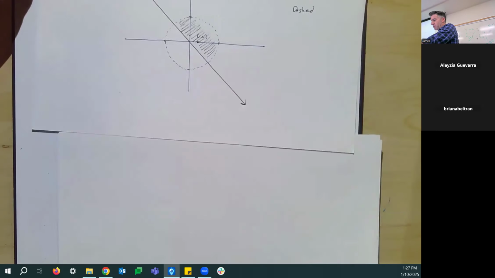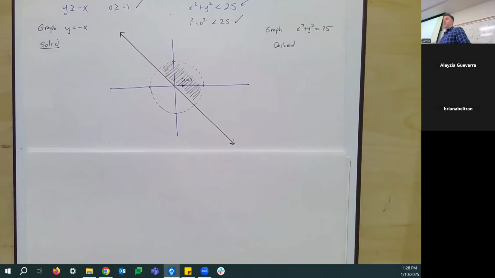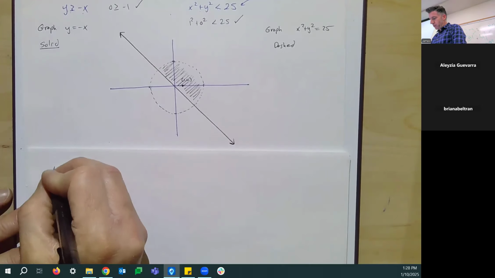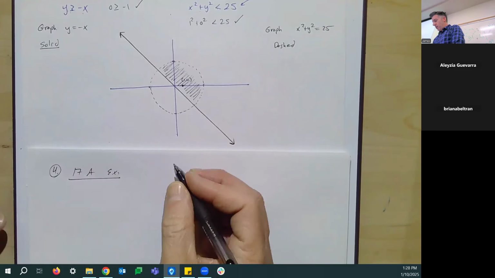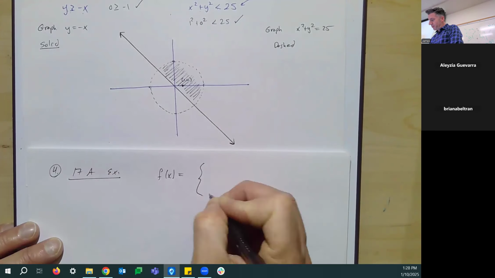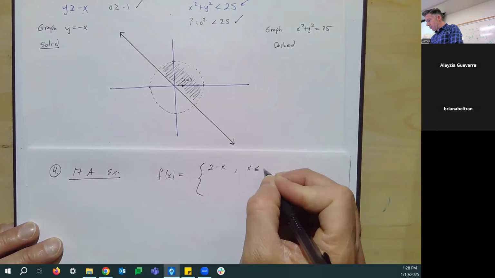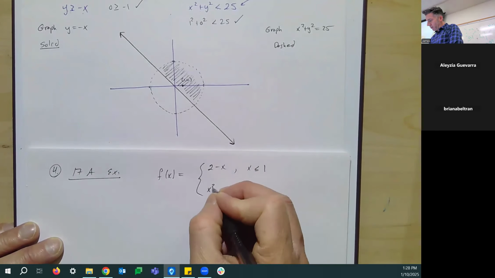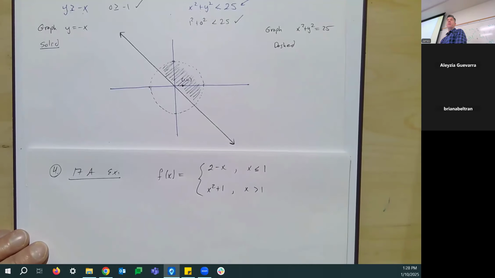well, much like in 17A, we found limits sometimes by finding two-sided limits and seeing if it existed or not. The same kind of idea is going to be true here. So, for example, we'll go back to 17A for a second. The 17A example: if your piecewise function was equal to, say, 2 minus x when x is less than or equal to 1, and x squared plus 1 when x is bigger than 1.